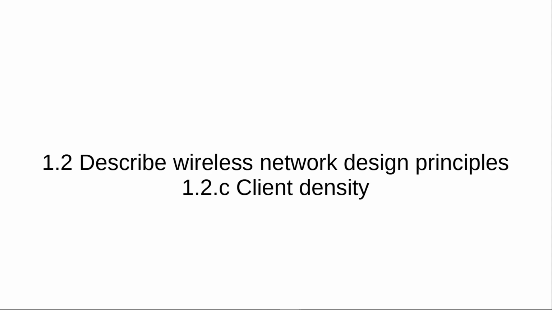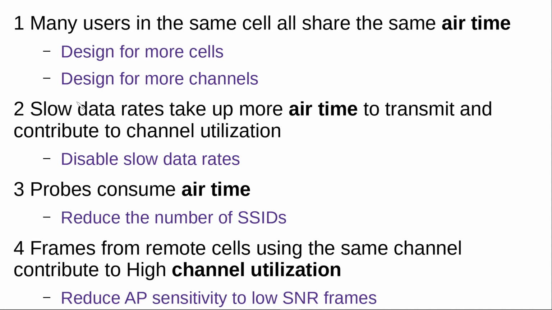Let's keep talking about client density. In this case, we're going to talk about how slow data rates take up more airtime to transmit and contribute to channel utilization. So in order to address this issue, you have to disable slow data rates.